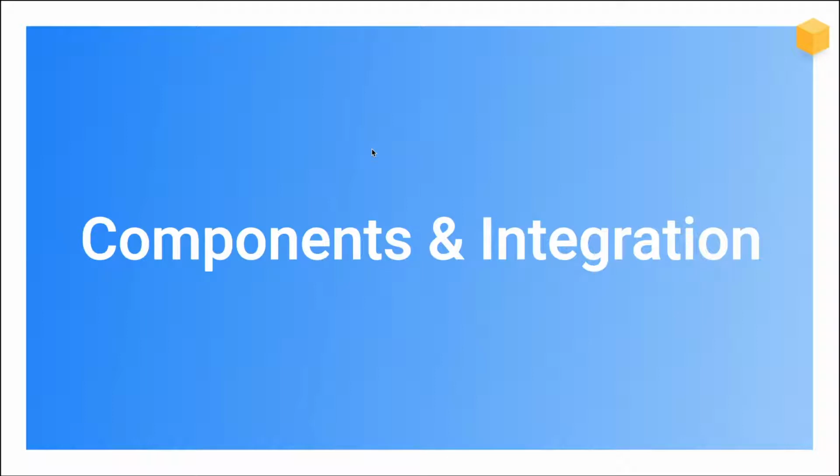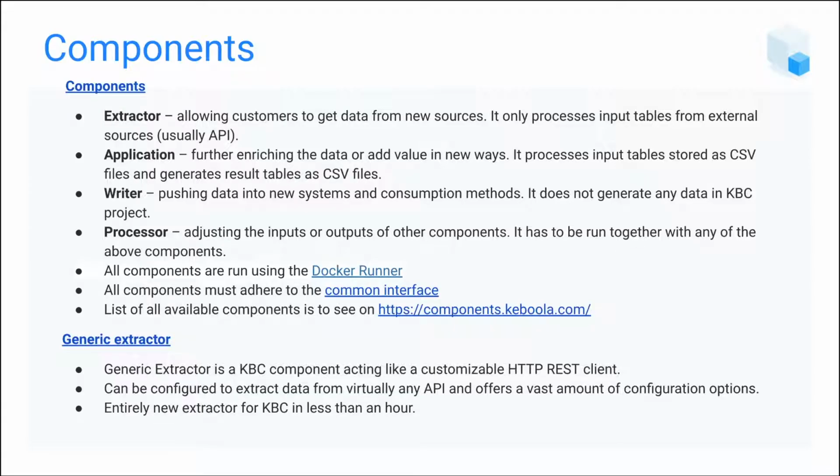So as the last piece of this presentation, I will talk about components and integration of the Keboola platform with other services. So components, we know 4 basic types of components. They are extractor, application, writer, and a processor. The first 3 are the most known and used. The fourth one is not as well known, and I will cover it in more detail later.